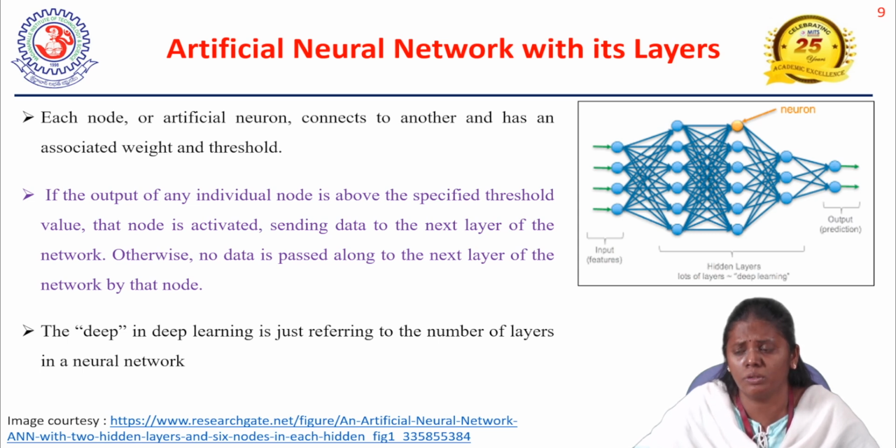So each neuron will have a threshold value, which means a maximum value that was fixed for that. If the output from that particular neuron crosses the threshold value, then that particular data from that neuron is transmitted to the next neuron in the next layer. Okay, so because of this, the data is being transmitted. So the deep in deep learning is just referring to the number of layers in the neural network.